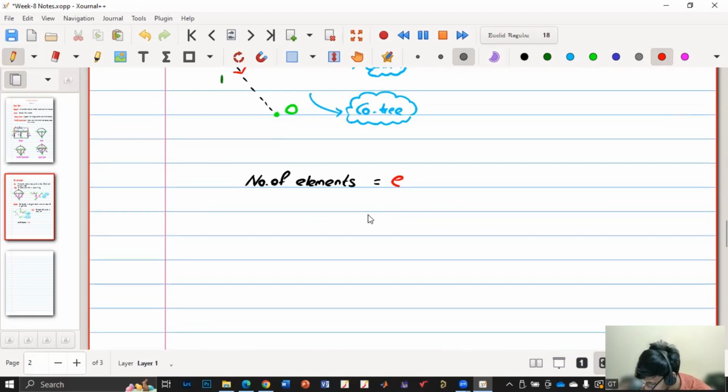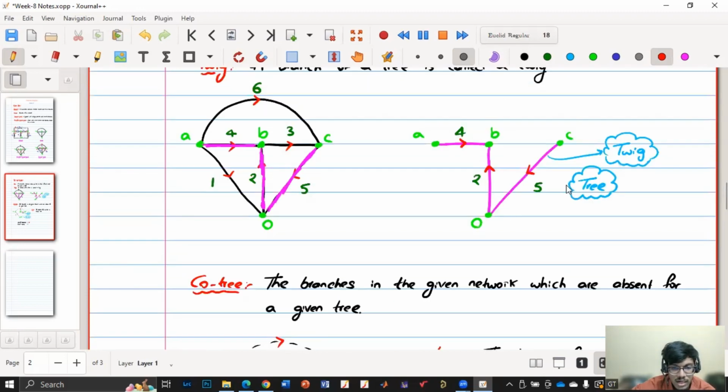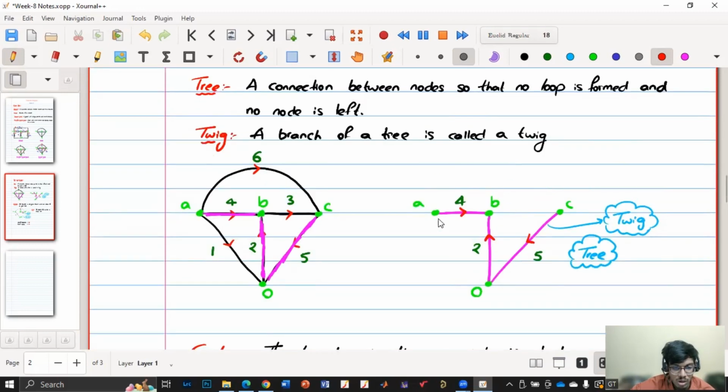Now the number of nodes. How many nodes are there? Here in our case, four nodes are there, and N is for nodes. If four nodes are there, how many elements are needed to connect them? There are four dots. How many lines do we need to connect them? Three, right? Because no loop should be formed. So A to B, B to O, O to C. So we need the number of nodes minus 1 to connect these nodes. So what is the connection of these nodes? A tree.